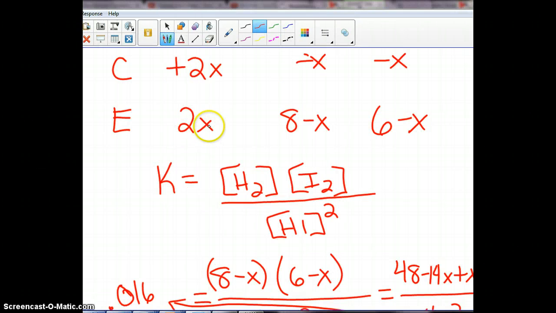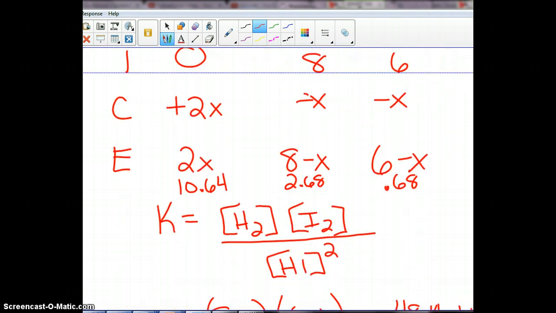All right, so when I go back up here to evaluate the x's, I got 5.32 or 9.63. Well, the 9.63 is not going to make sense because 6 minus that is going to be negative, and we know concentrations can't be negative. So it's got to be the 5.32. So we do 2 times 5.32, we get the ending value for the first one. And then if we do 8 minus 5.32, we get 2.68. And then 6 minus 5.32, we get 0.68. So those are our ending concentrations for HI, H2, and I2.